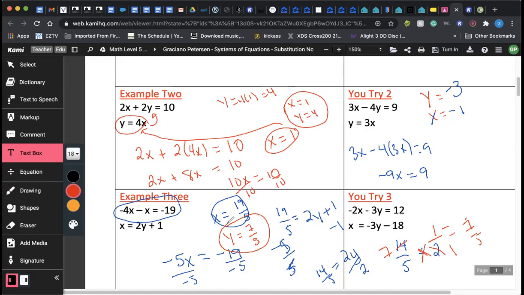This one wasn't as fun as the first one. I don't like when I have to work with fractions, but so it is. It's fractions.